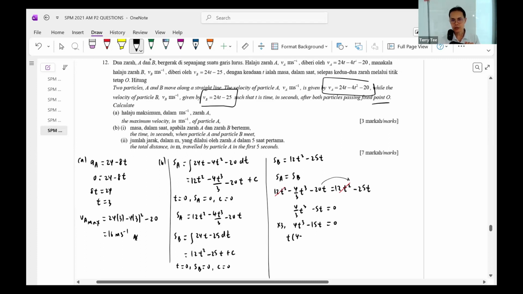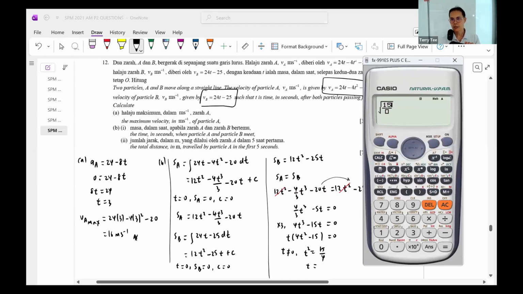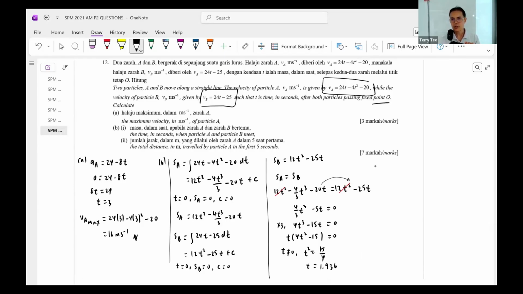Factorize your t, 4t squared minus 15 equals 0. t can't be 0, guys. So t should be what? t squared is 15 over 4. When you square root 15 divided by 4, you should get 1.936. Okay, so you got a time in seconds when both particles meet.